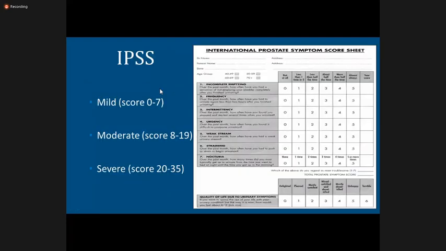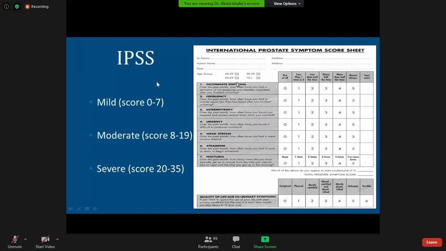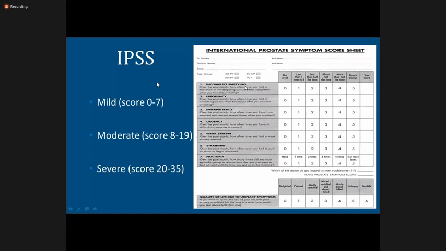So this is the score, the international prostatic symptom score. 0 to 7 is mild, 8 to 19 is moderate, and 20 to 35 is severe symptoms. So what we see in the score is incomplete emptying, frequency, intermittency, urgency, weak stream, straining, and nocturia.